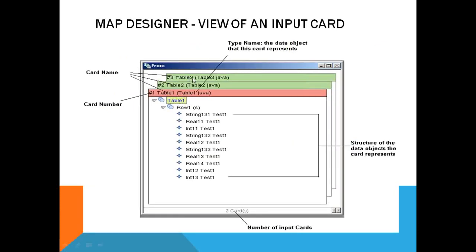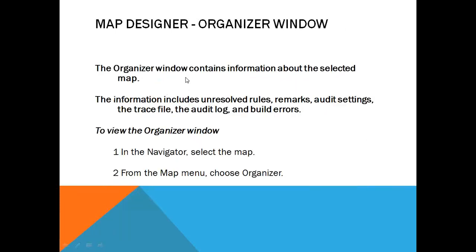So basically, 1, 2, 3 is the card number, and table 1, table 2, table 3 are the card names, and the type name will be inside the brackets. That is the type we selected in the type tree. Table 1 Java is the type we selected in the type tree. So inside the brackets is the type, and outside the brackets is the card name.